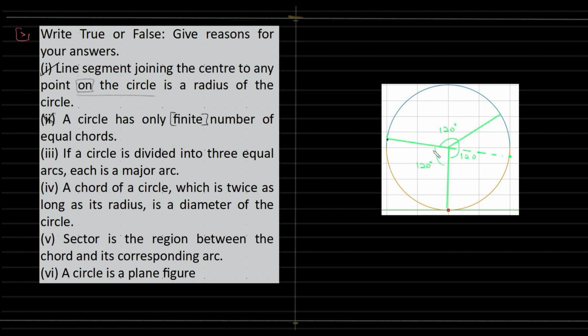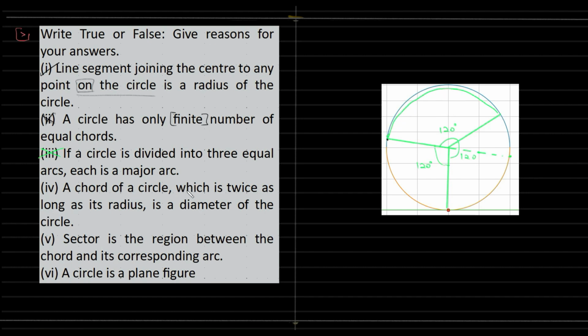Sorry, for a major arc, it has to be of 180 degrees plus, at least 180 degrees plus: 181, 182, 180.5. But all of these are 120 degrees. So the circle is divided into 3 equal arcs, so each is of 120 degrees. So the answer is no. These are not major arcs, these are minor arcs.